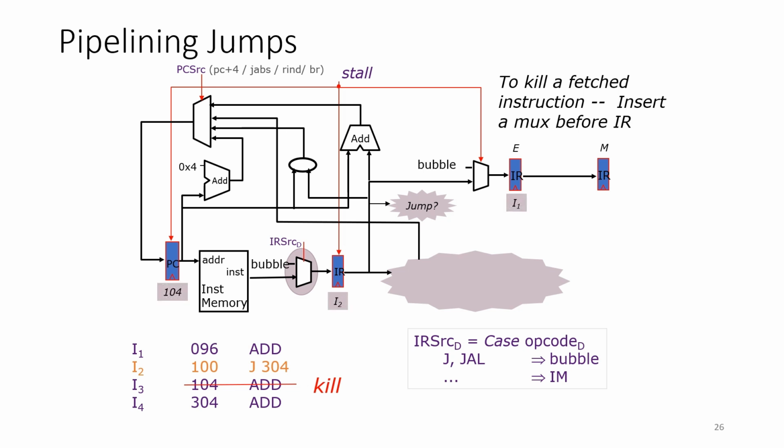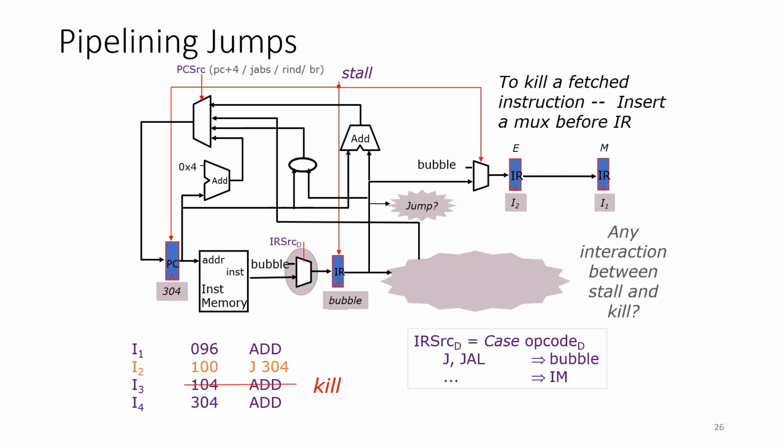In this example, let's assume that I1 is in the X stage and I2 in the ID stage, and we detect a jump. We have already read the wrong instruction in the IF stage. Our source D signal is set to kill, bubble. Then, going forward, PC is set to 304, which is where the next instruction will be read. The bubble enters the ID stage, and I1 and I2 continue down the pipeline.